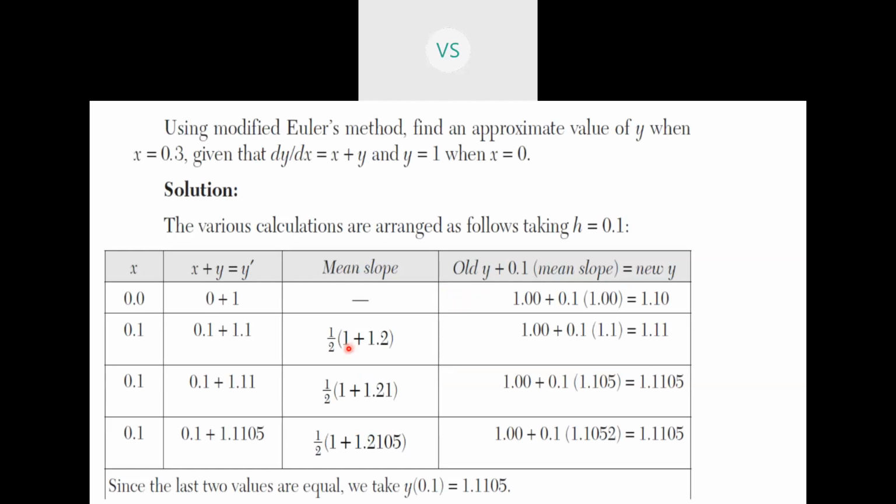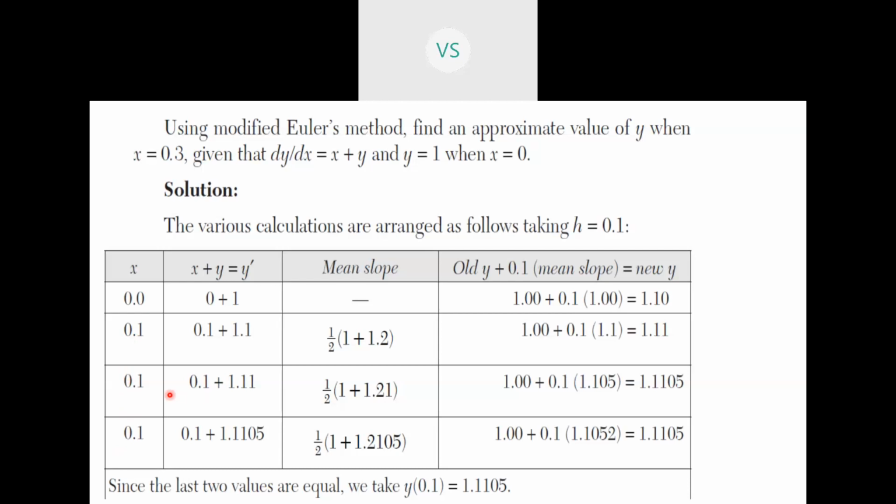So 1 plus 1.2. So you are getting this as 1.0 plus 0.1 into the mean slope. What is the mean slope you are getting over here? It is 1.1. So we are getting the value of y as 1.11. So this is the new value of y. In this way you can find this. So this is nothing but y11, this is y12, this is y13.